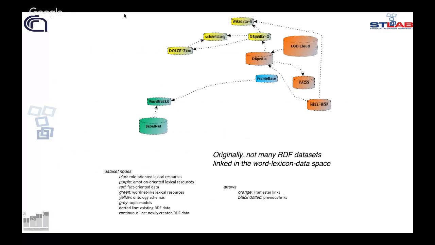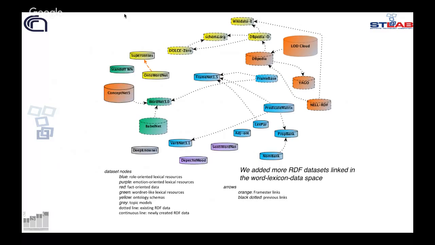Moving into the data, this picture shows which were the main datasets available in the linked data cloud related to the lexical domain, and not only, because you can see there is also the DBpedia ontology, schema.org, and so on. So not many of them were there and linked to each other. So what we have done initially is to add more RDF datasets linked in this domain.